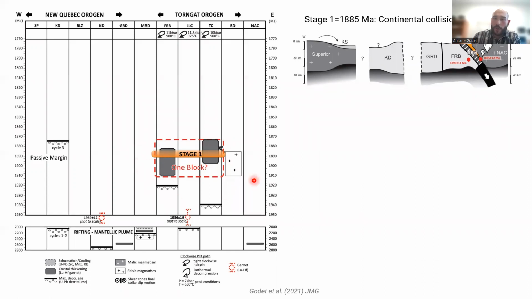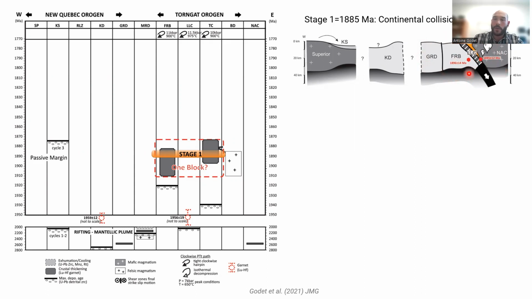the first metamorphic record we have is in the Tonga orogen. Sorry, I forgot to mention, I'm not talking anymore about the Mistinibi domain, MRD here. It didn't record any of the Trans-Hudson orogen. So for the Trans-Hudson orogen, the first record we have is the collision of the Tonga orogen, which is estimated from Godet at 1895, 1885. It's the collision between these blocks and the North Atlantic craton.